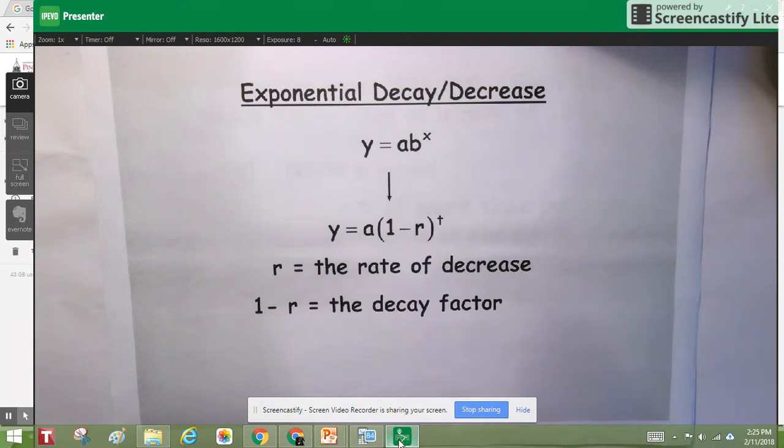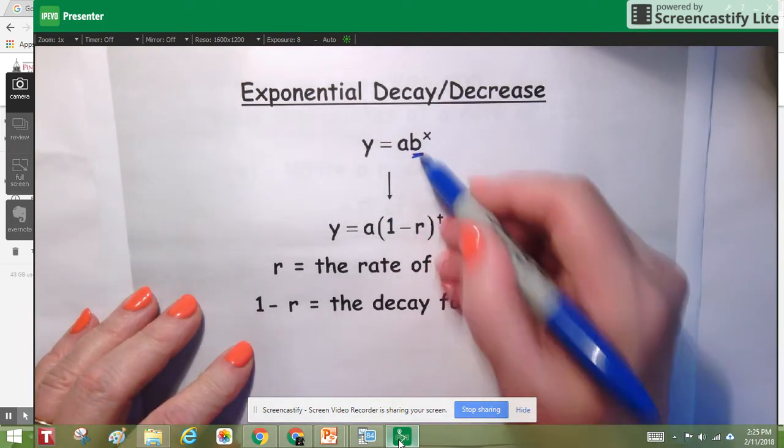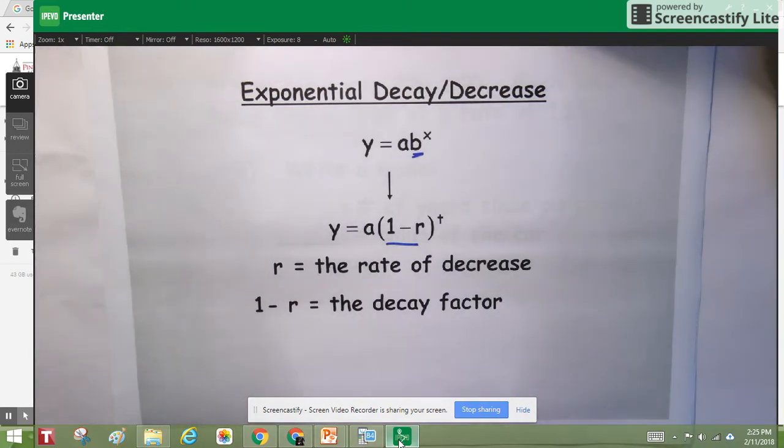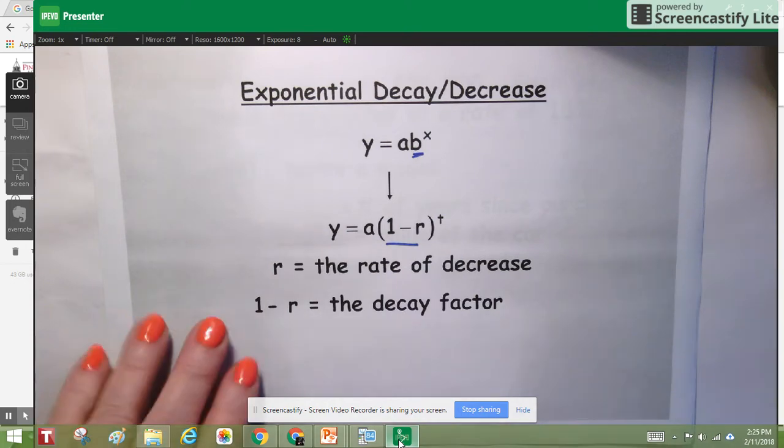So now we have your B value here is going to be 1 minus R raised to the T, where R is now your rate of decrease. Again, it still will be a percentage that you have to change to a decimal. And 1 minus R is now called your decay factor.